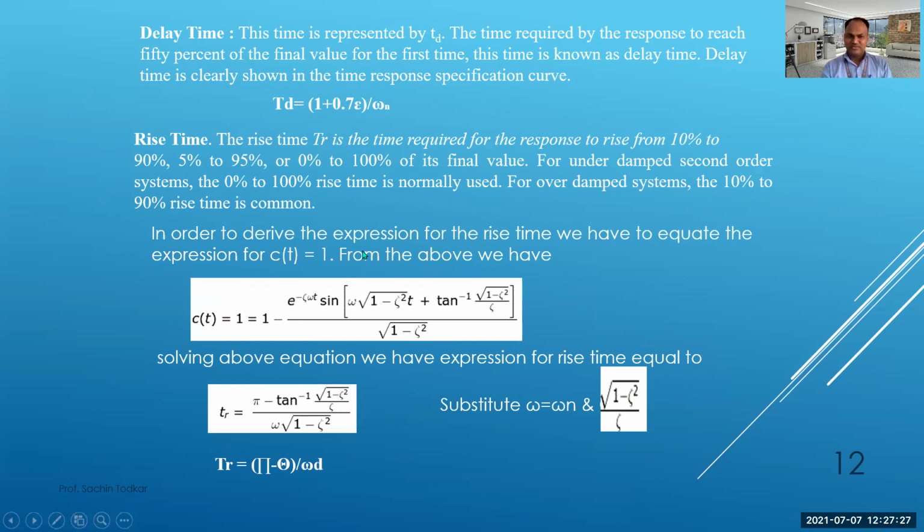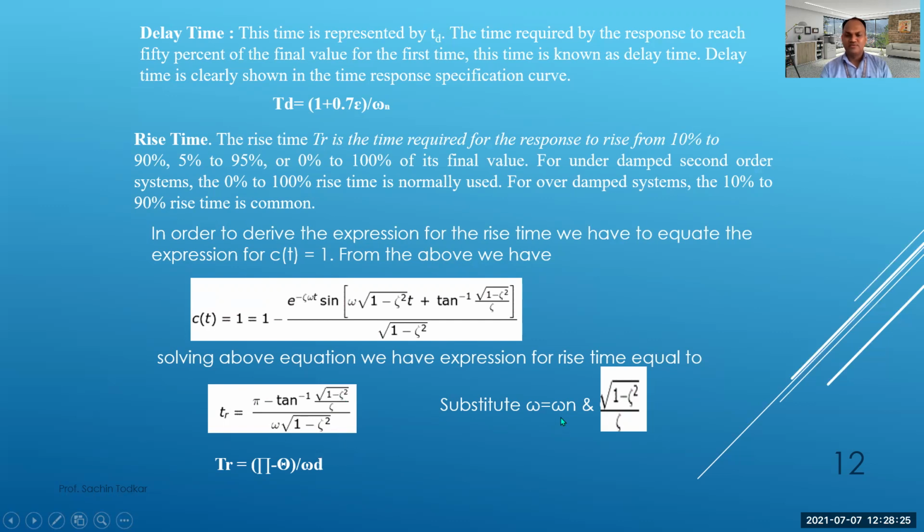Now there is one expression for the rise time. We have to equate the expression of C of t equal to 1 from the above equation. We have e raised to minus eta omega t sine in bracket omega under root 1 minus eta square t plus tan inverse of under root 1 minus eta square divided by eta, whole divided by under root 1 minus eta square. So this is the equation for the rise time. Solving the above equation, we have the expression for rise time TR equal to pi minus tan inverse of under root 1 minus eta square divided by eta, whole divided by omega under root 1 minus eta square. So we'll see in detail what is omega n.